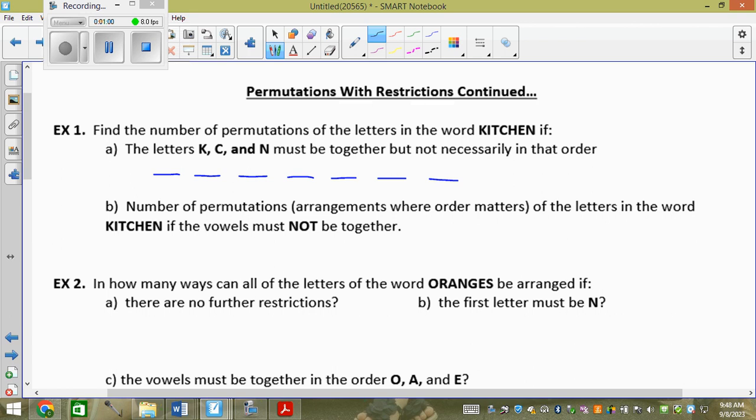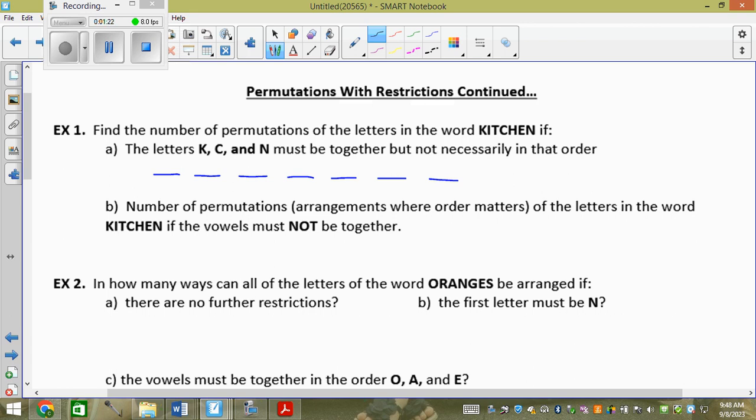Okay. Sidetrack. KCN. It says it has to be together. Does it say it has to be together at the front? No, it just says it has to be together. So it could be in front, it could be at the back, it could be between some letters, right? It would still be together. Does it say it has to be in that order, KCN? If it had to be in that order, I'd have one option K, and then one option C, and then one option N, correct? But it doesn't say that. It says not necessarily in that order.